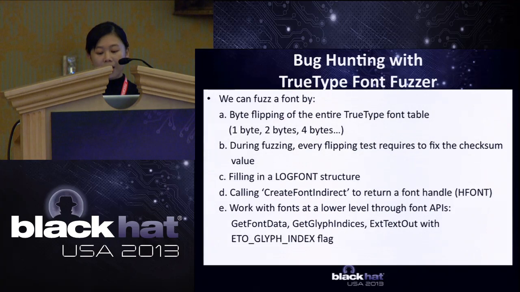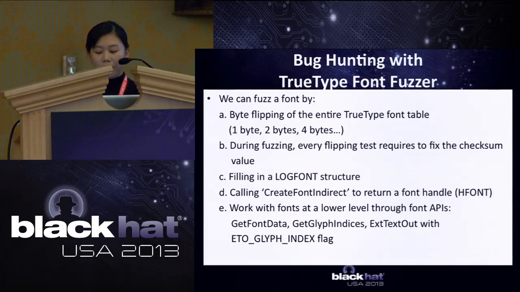So now let's jump to the TTF font fuzzer. Fonts can be fuzzed via different methods, either 1-byte, 2-byte, or 4-byte flipping, and etc. However, no matter how the targeted font is fuzzed, as mentioned earlier, every byte flipping test case is required to fix the checksum value. Some important functions are needed to ensure the fuzzer works. The first is the LOGFONT structure. This structure plays an important role in defining the font attributes.